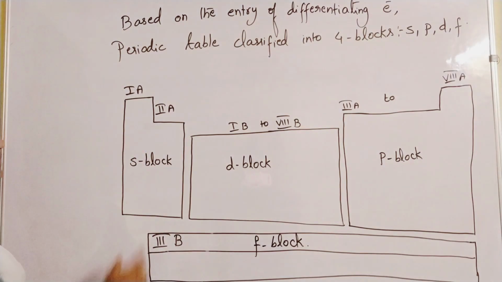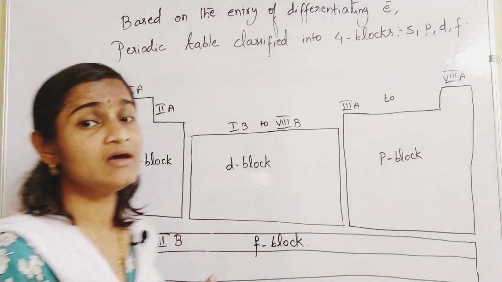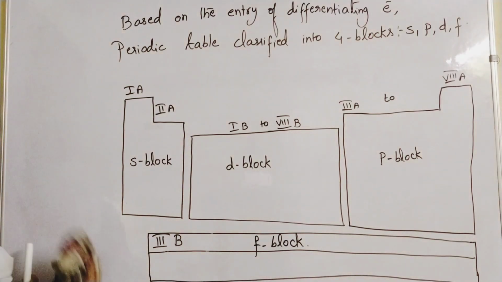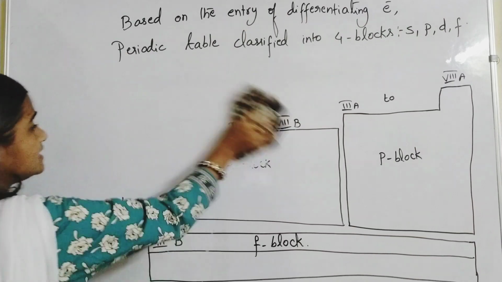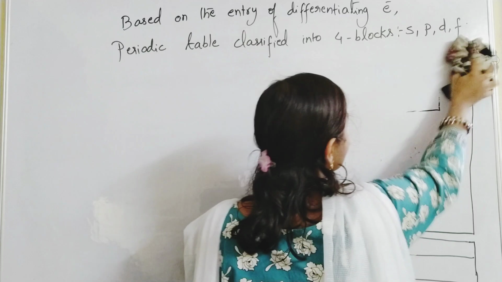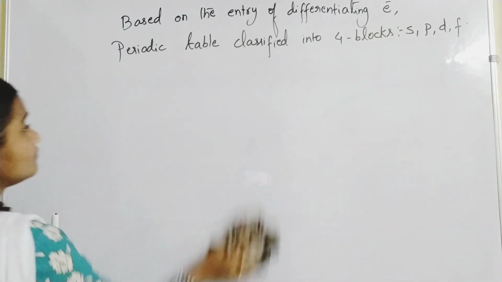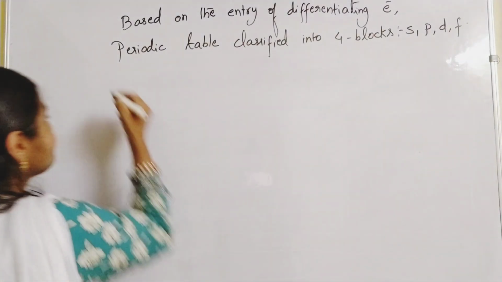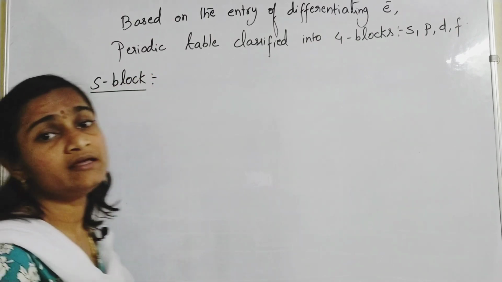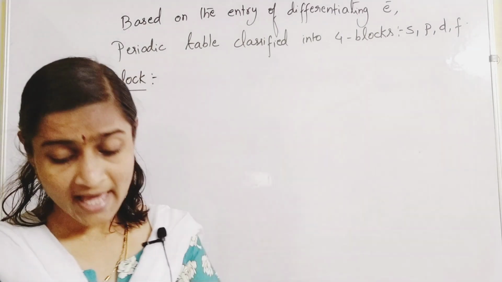So this is the general outline diagram for the periodic table block-wise. Okay, so I'm going to rub this, and let us discuss separately about SPDF block-wise elements. So first one is what? S block elements. Let us keep the side heading S block elements. Here the differentiating electron is entering into what? S subshell, as I already told you.